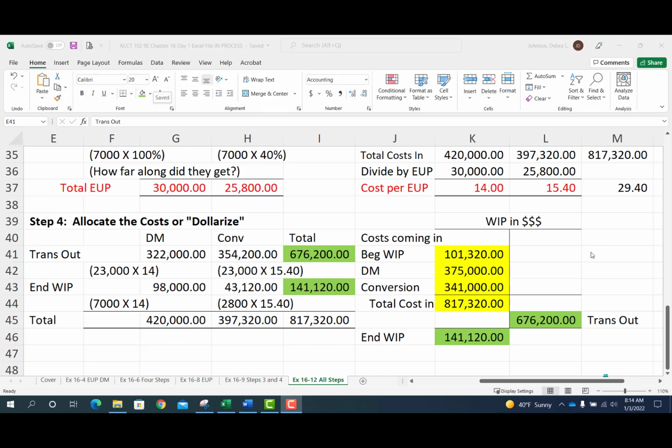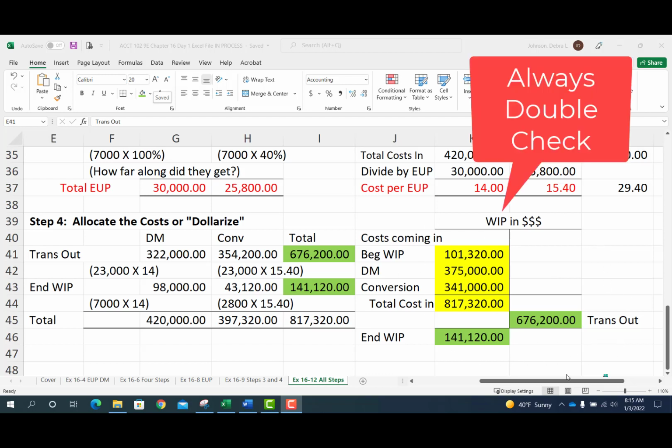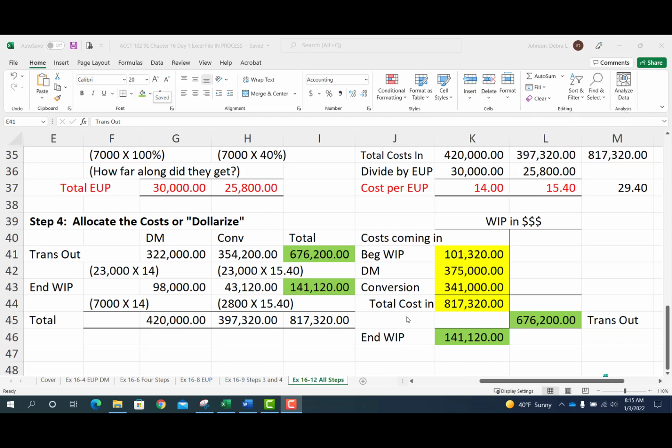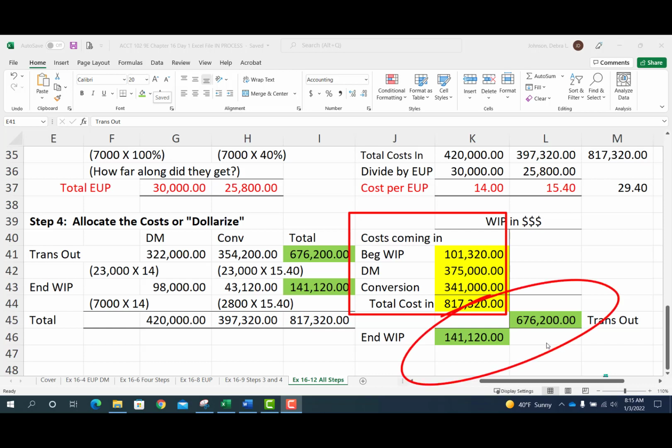To finalize this problem, I would encourage you to take a look at a WIP-T account that has dollars in it. The yellow items are the dollars that the author provided to us. We refer to those as the costs in. And the green items were the costs that we computed based on these 4 steps. Foot the T account and make sure that the yellow costs in equals the sum of the green cost distributed.